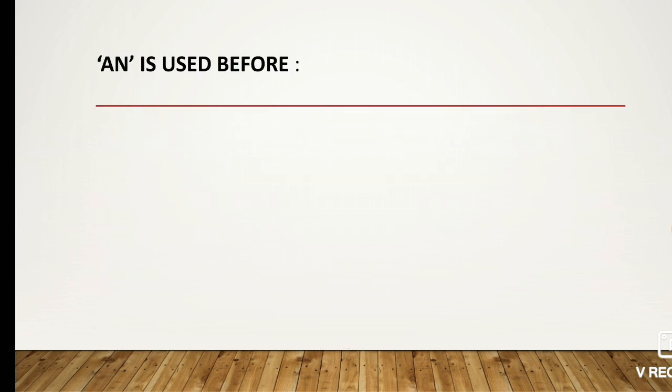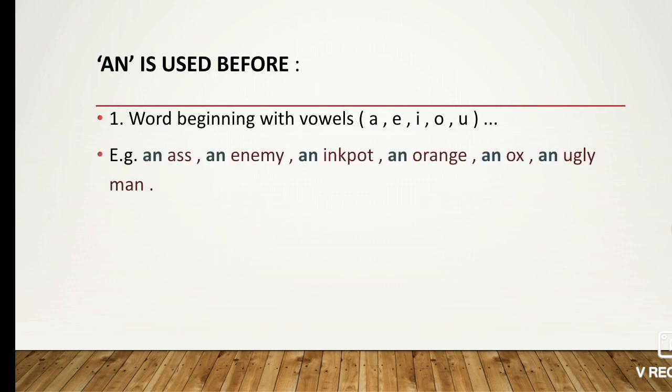Second, an is used before: number 1, a word beginning with a vowel. Vowels are a, e, i, o, u. These are the 5 vowels in the English language. For example, an ass, an enemy, an inkpot, an orange, an ox, an ugly man. It means when words begin with vowels, you use the article an before these words, like an enemy and an inkpot.